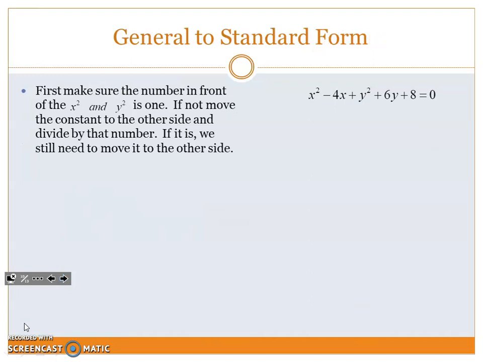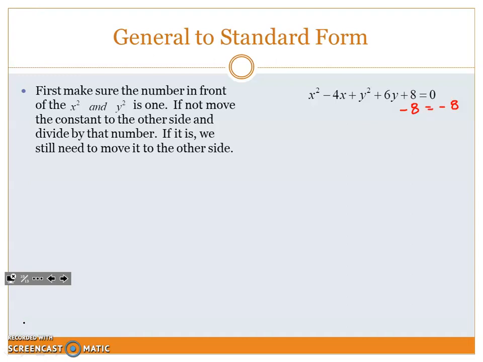I've got x squared minus 4x plus y squared plus 6y plus 8. The first thing I need to do, is there a number in front of my x squared or my y squared? No, there's not, so we're good. We are then going to move our 8 over to the other side of the equation.